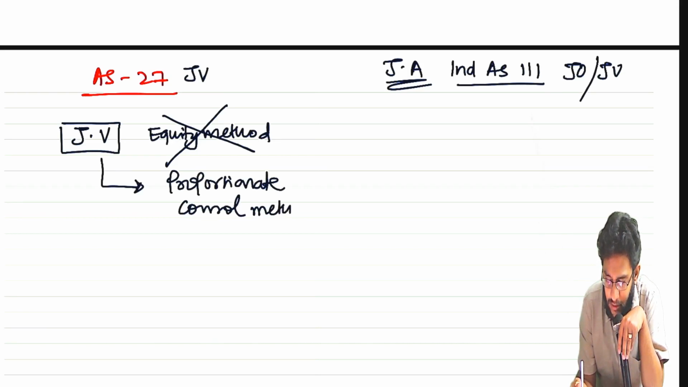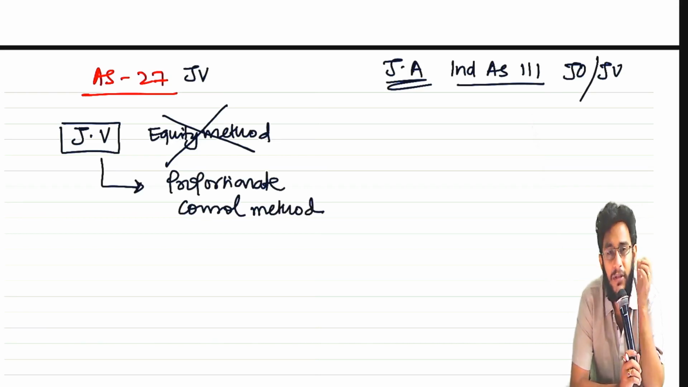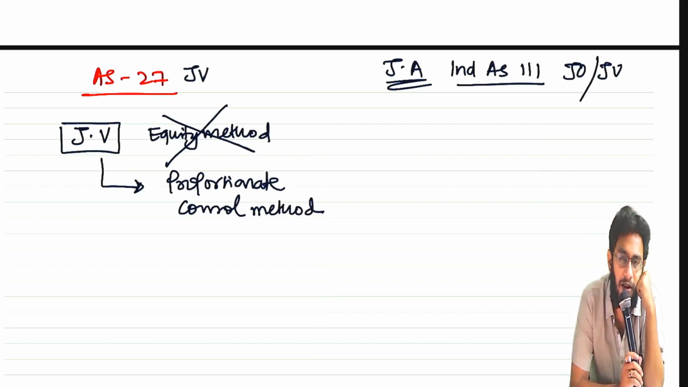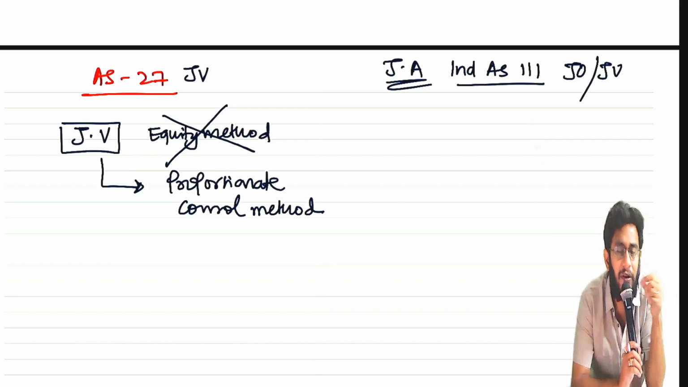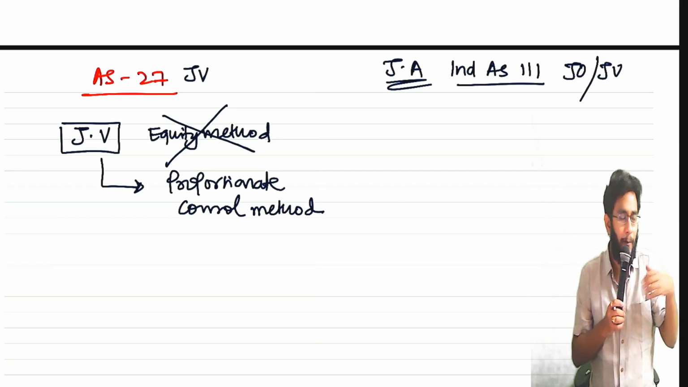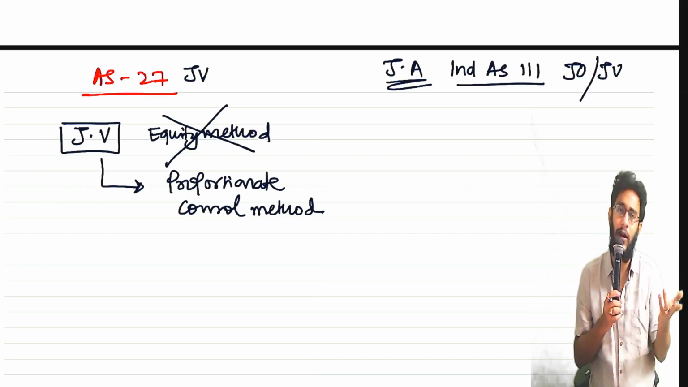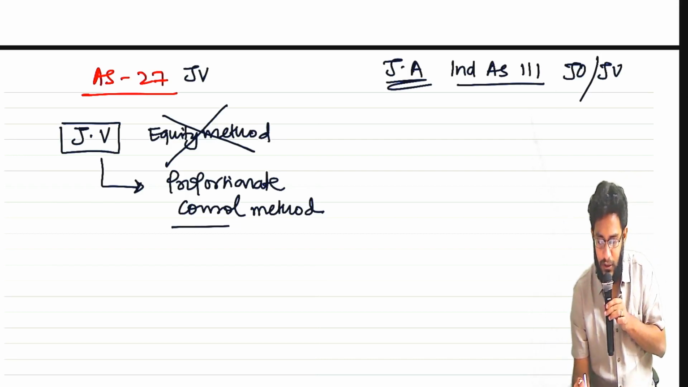So what does proportionate consolidation method mean? If there is a joint venture and, let's say, I am a 50% owner in it, then each asset of the joint venture you take, and 50% of the asset you consolidate, 50% of the liability, like that. My share of assets, my share of liabilities, I will bring into my balance sheet and do the consolidation. That is the proportionate consolidation method.